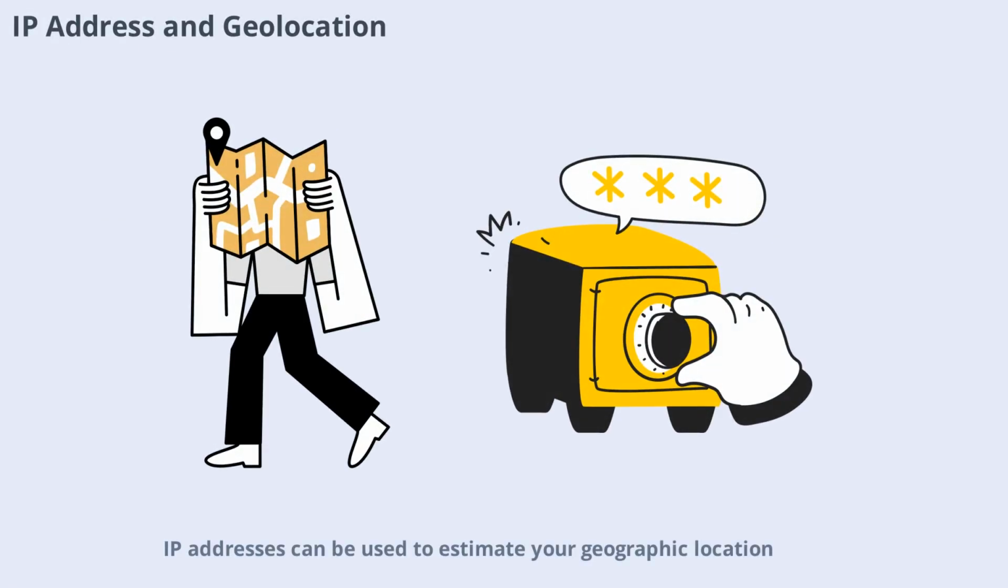IP addresses can be used to estimate your geographic location. This information helps websites provide relevant content and services. However, it's important to be aware of how your location data is used and to protect your privacy when needed.